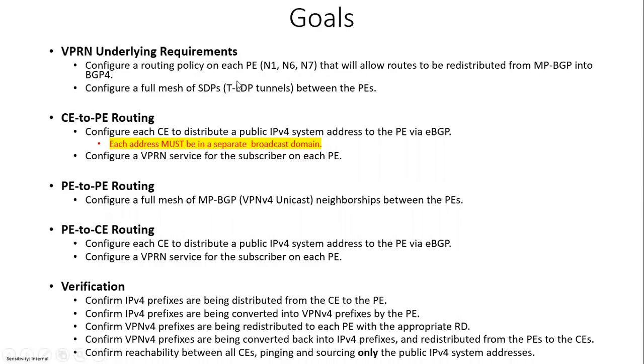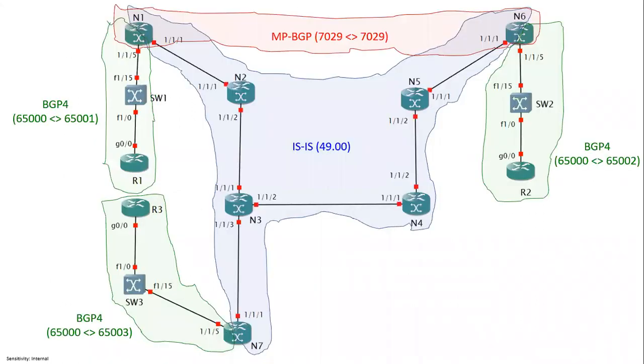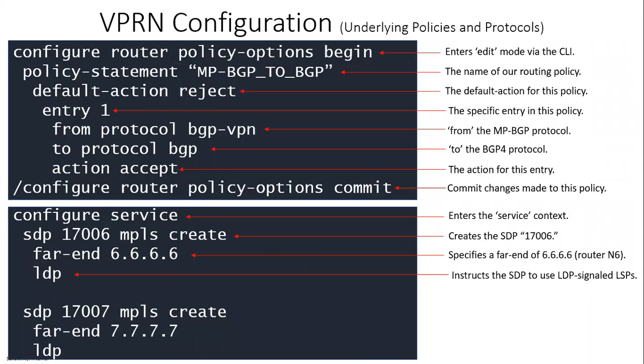So configure routing policy on each PE in N1, N6, and N7 that will allow routes to be redistributed from multi-protocol BGP into BGP4. Go back to our slide. You see we're going to configure a policy statement whose default action is going to be reject. And for our entry, we're just going to specify from protocol BGP VPN to protocol multi-BGP. Excuse me. And commit that policy. So nothing fancy.